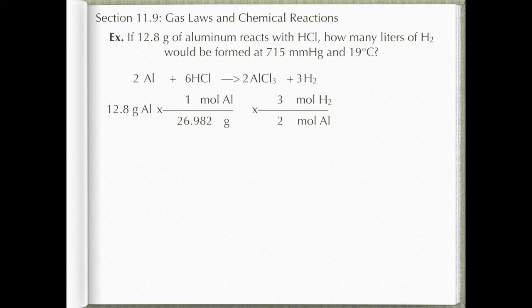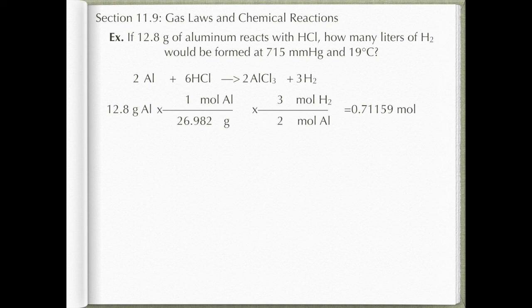And now I can figure out my moles of hydrogen because those are the units I'm in. So I'm going to take 12.8, divide by 26.982, and then multiply that by 3, which is the moles of hydrogen, and divide that by 2. Okay? And so that equals 0.71159 moles of hydrogen gas.